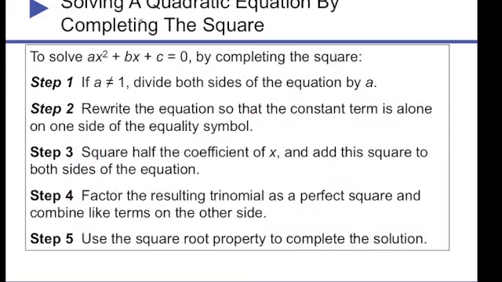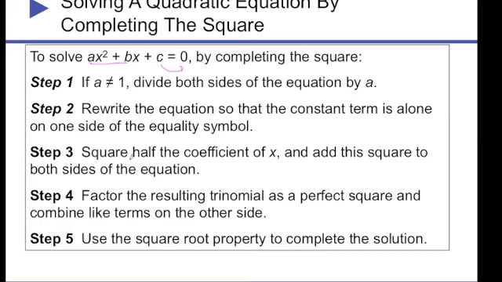Another method for solving quadratics is called completing the square. To solve ax squared plus bx plus c equals 0 by completing the square, first, if a does not equal 1, you divide both sides of the equation by a. Basically you want a 1x squared, and then you'll have b over a and c over a. You rewrite the equation so the constant term is alone on one side of the equal sign. So now you want this term and the c on the other side.